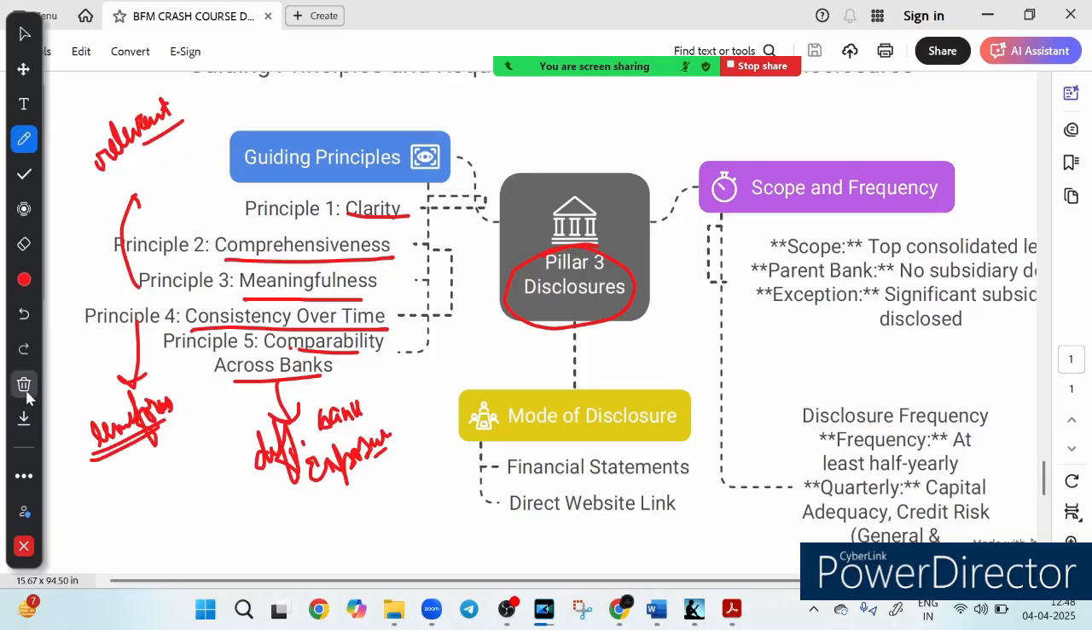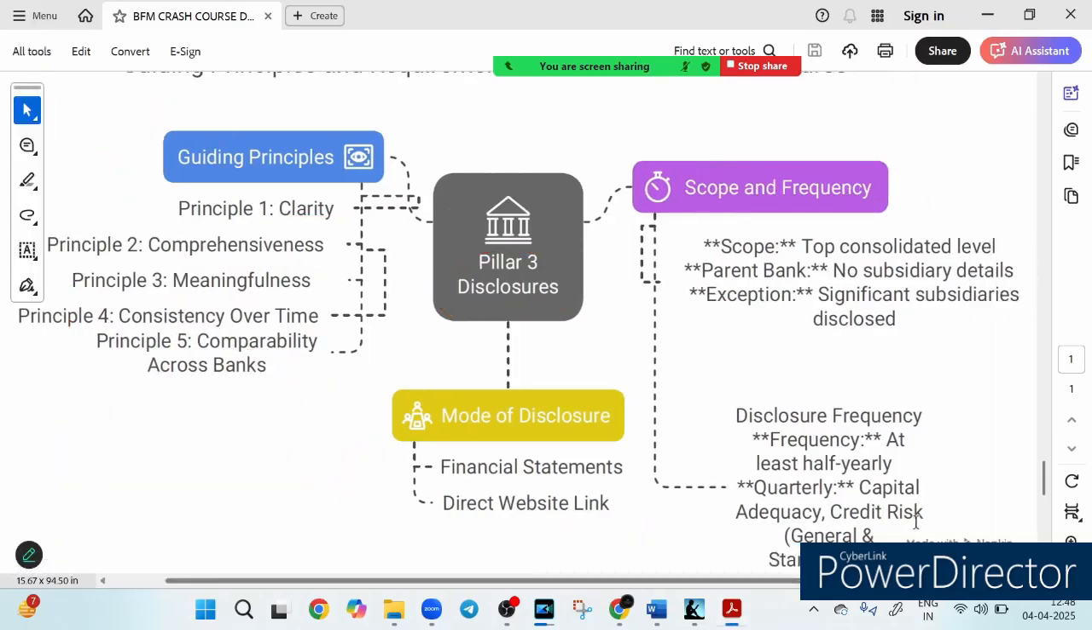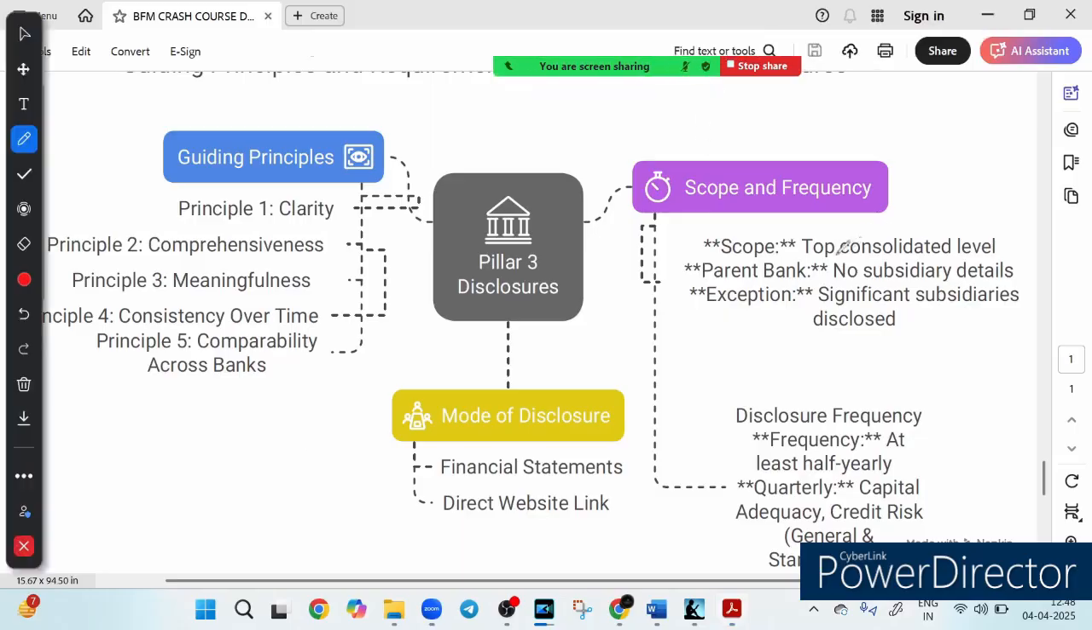If you look at the scope and frequency of this Pillar 3 disclosure, here you can see on the right side. So basically, how often and at what level do banks need to disclose risk information? Do you know how often and at what level? So let's understand the rule. The scope is the top consolidated level, which means the main banking group provides the disclosure. Second is the parent bank disclosure. No need to include all subsidiary details except significant subsidiaries. This must be disclosed separately.